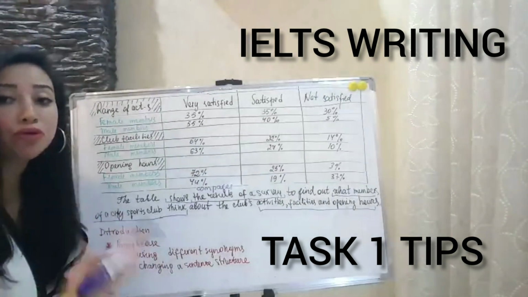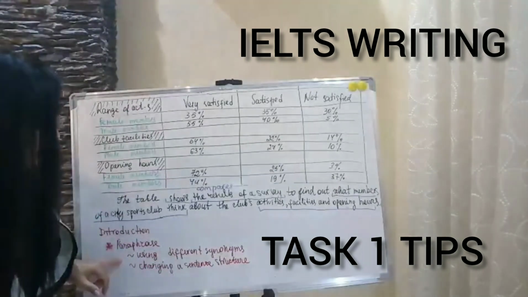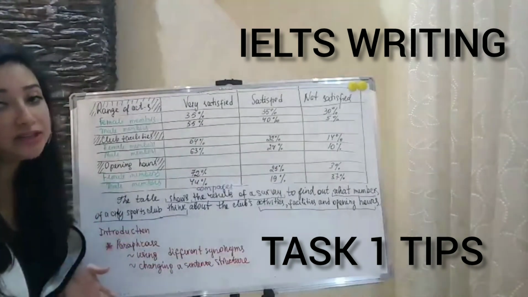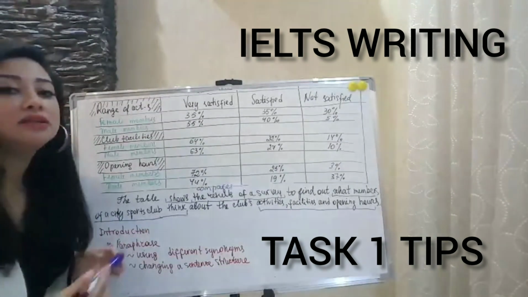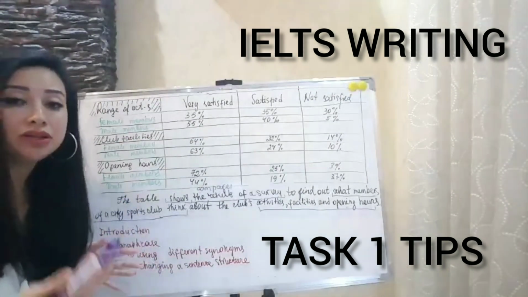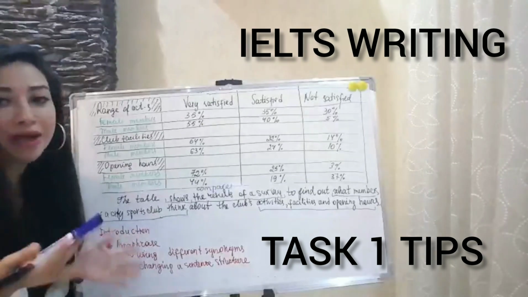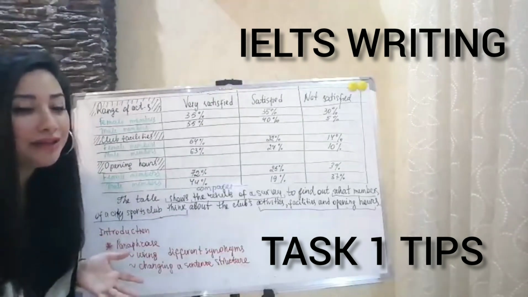As we know, it's all about paraphrase. We have different types of paraphrase. For IELTS, we don't have to paraphrase every single word. If the table is table, the chart is chart, you don't need to paraphrase everything. That's not a good idea.